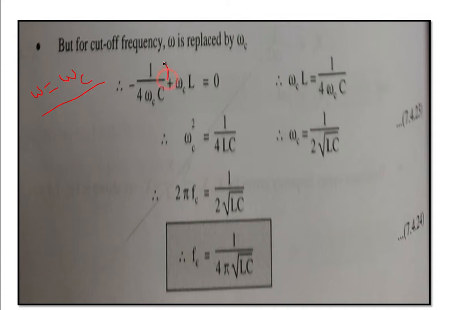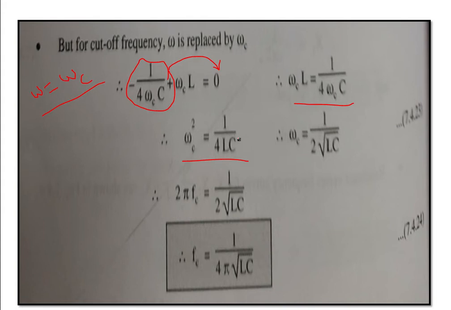So what we do here: minus 1 upon 4 omega c, this parameter becomes positive on the RHS side. Therefore this equation becomes omega c L which is equal to 1 upon 4 omega c into C. Rearranging the equation, omega c square is equal to 1 upon 4 LC.